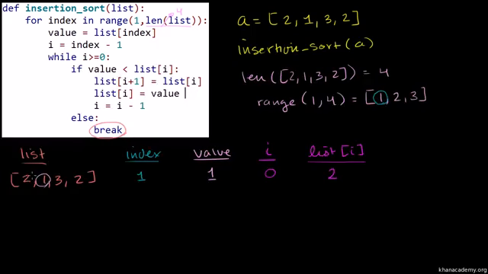We're essentially taking 1 and comparing it to the thing to the left and saying, hey, it's less than that. So let's shift this 2 to the right, and let's shift 1 to the left. And so we go into here and we say list I plus 1. So what's I plus 1? I plus 1 is 1. So this is list of 1.